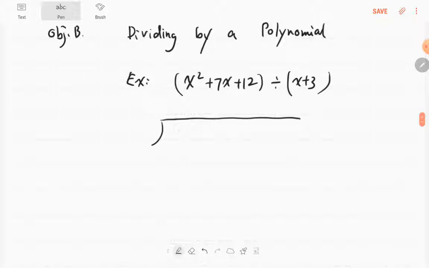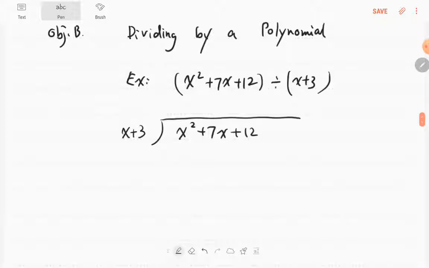First, inside the division sign, we will put the first one. But to make sure, if there's some term missing, you should insert the missing term. Okay? But here we have the x squared. So the degree of x is 2. In the second term, we have the degree of x is 1. And the last one, degree of x is 0. So nothing is missing.